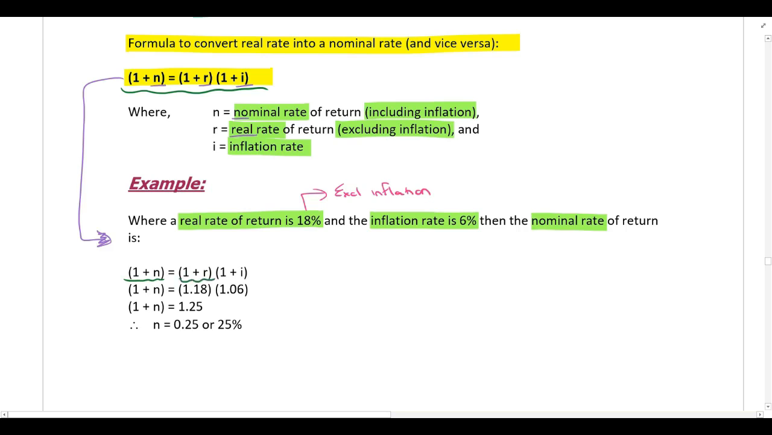So 1 plus 18% gives me 1.18. My inflation rate is 6%. So 1 plus 6% gives me 1.06. If I multiply that out, I get 1.25. And that is 1 plus N. So I need to deduct 1 so that I'm just left with N. So I get a nominal rate of 25%. And that includes the effect of inflation.